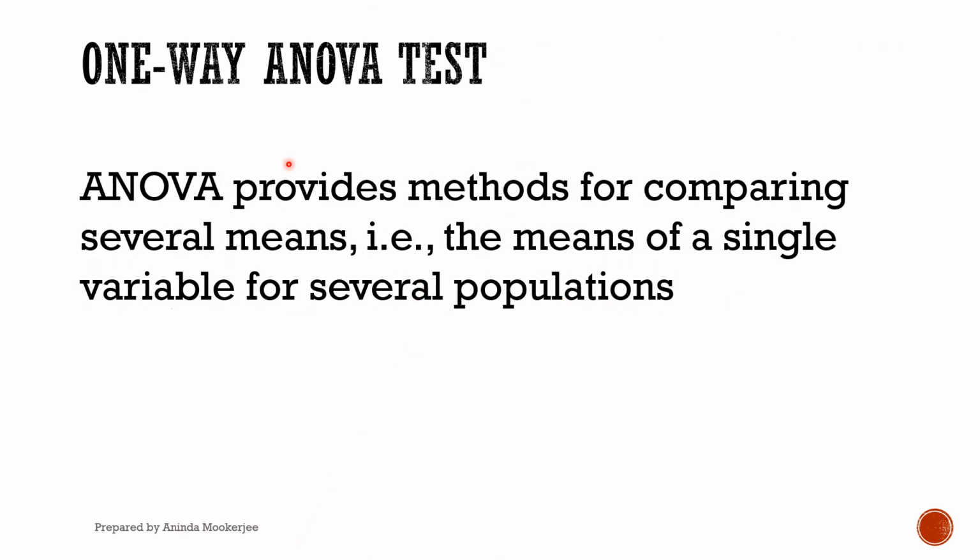Now, in summary, what the ANOVA test does is it provides methods for comparing several means, that is, the means of a single variable for several populations. So just like in chapter 10, when we were talking about the difference of two means, we were comparing just two means. Here in ANOVA test, we will be comparing several means, but it's going to be the same variable for all the populations that we are studying.